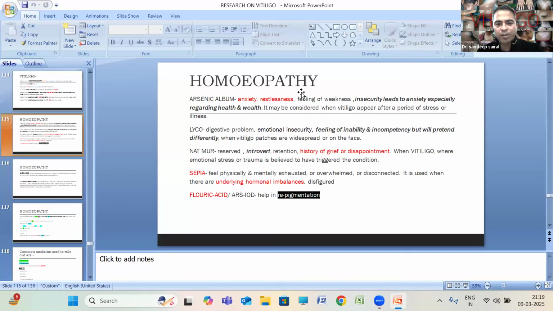Fluoric acid and arsenic iodide are purely supplementary medicines that help in the repigmentation. If you remember the case I told you, vitiligo on the penis or the glans penis was helped with fluoric acid. Most of the time it is fluoric acid. That's my conclusion. In my little experience, if you have vitiligo on the glans penis and the mind symptoms match, it's most of the time fluoric acid.